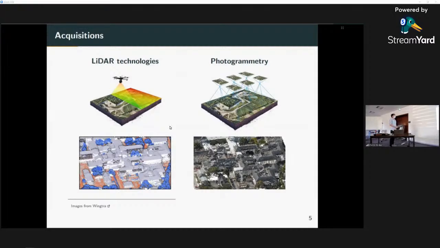So both types of acquisition have different characteristics. Usually LiDAR is very precise, but lacks information on facades. Whereas with photogrammetry, we don't have this problem. We often have less of this problem on facades. However, we might have noisy point clouds.